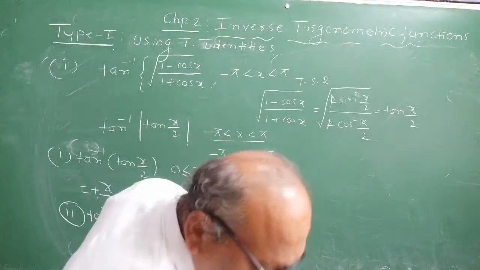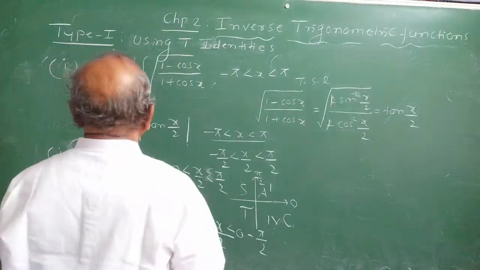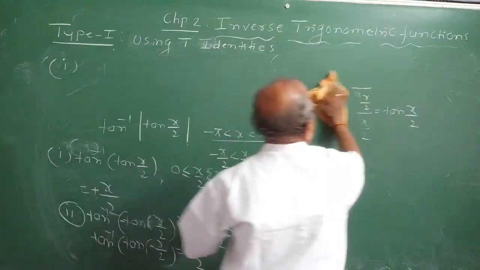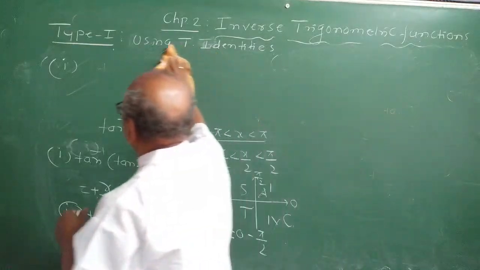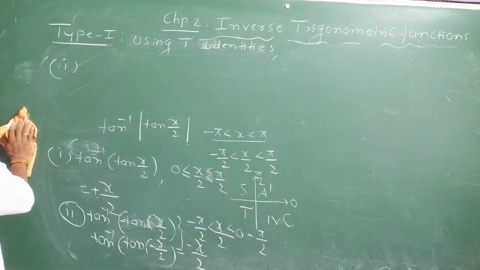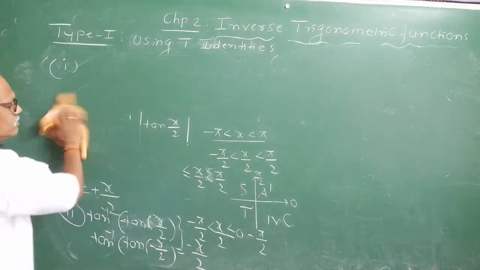Okay. Let us continue with the next problem using trigonometric identities. Nobody in the live stream today. No problem. You watch at your free time. Then you can ask the doubt questions.